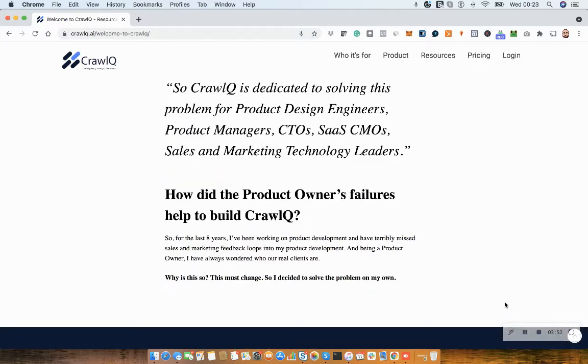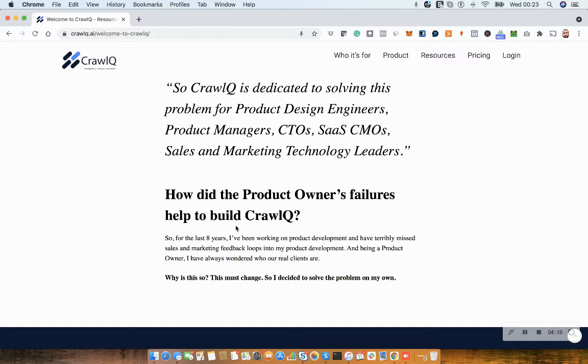So, CrawlQ is dedicated to solving this problem for product design engineers, product managers, CTOs, SaaS CMOs, sales, and marketing technology leaders. Sounds like you? Yes. Now, here is my own story. How did the product owner's failure help to build CrawlQ?